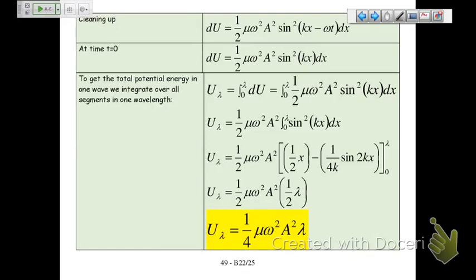Here's the thing. I might give you that equation, and I might ask you to do something with it. So you can't blow it off, and you've got to know that that is the energy in one wavelength, and that is the mass per unit length, and this is the angular frequency, and that's the amplitude, and that's the wavelength. So you've got to be able to use the equation.